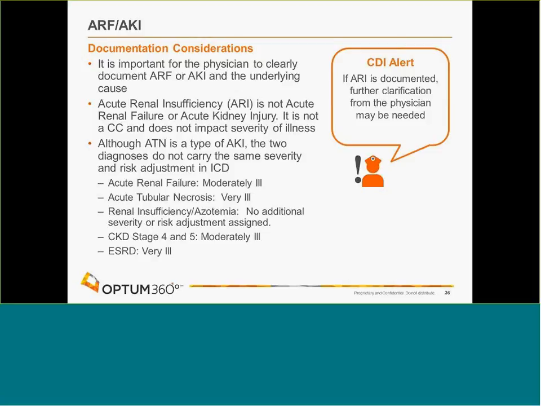Renal failure is a moderately ill patient. Tubular necrosis is a severely ill patient. Acute insufficiency or azotemia, no additional severity. Chronic patients, CKD stages 4 and 5 are moderately ill. Renal disease is considered severely ill.